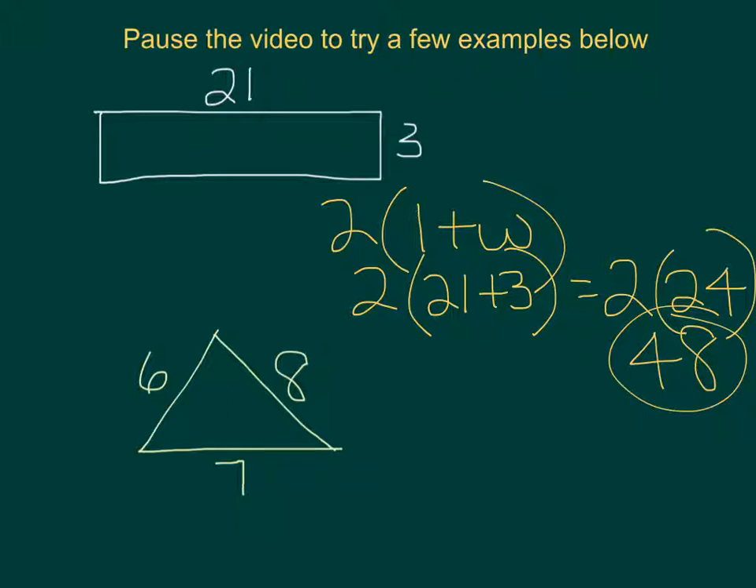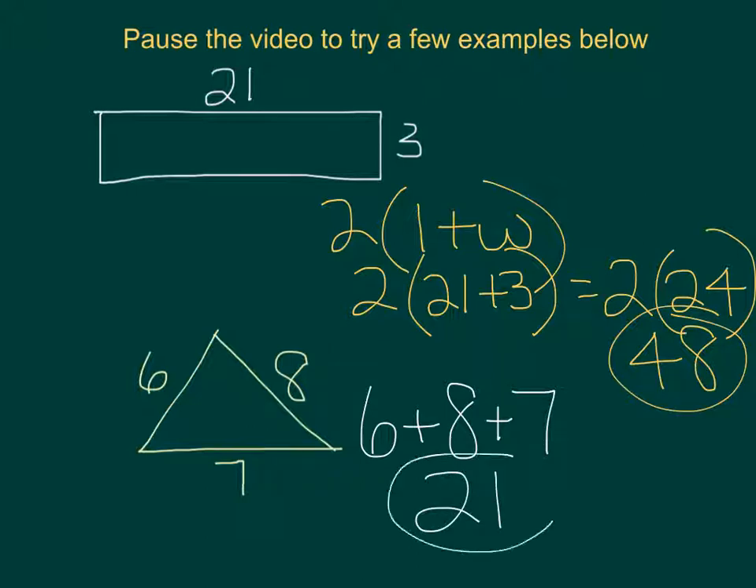And for the perimeter of a triangle, you just need to add up all of the sides. So we have 6 plus 8 plus 7, which comes to 21.